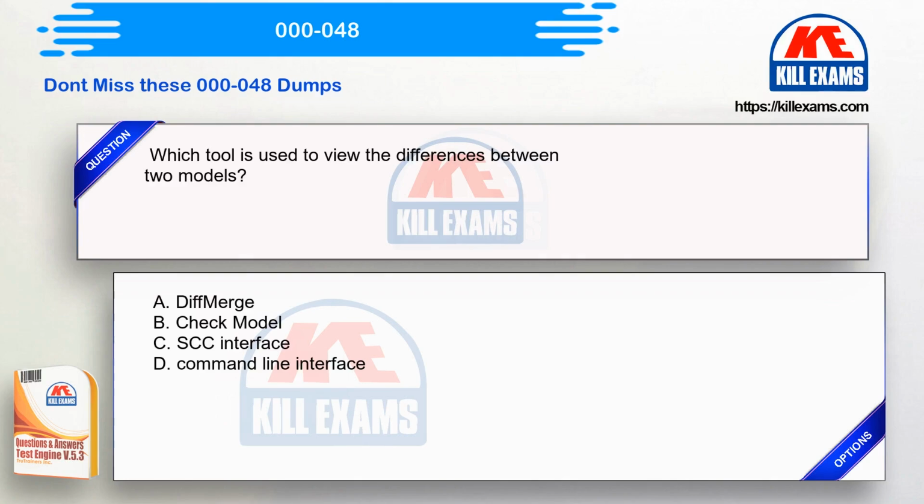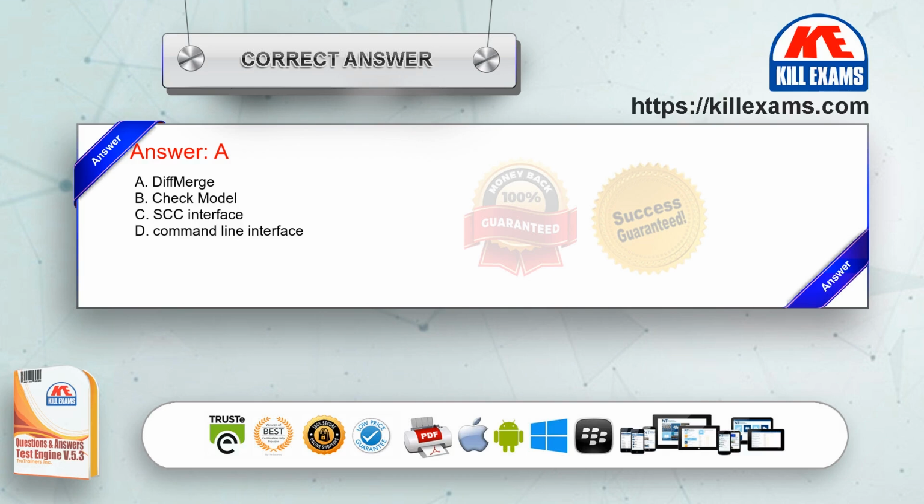Which tool is used to view the differences between two models? Option A. Diff merge. Option B. Check model. Option C. SCC interface. Option D. Command line interface. The correct answer is option A.